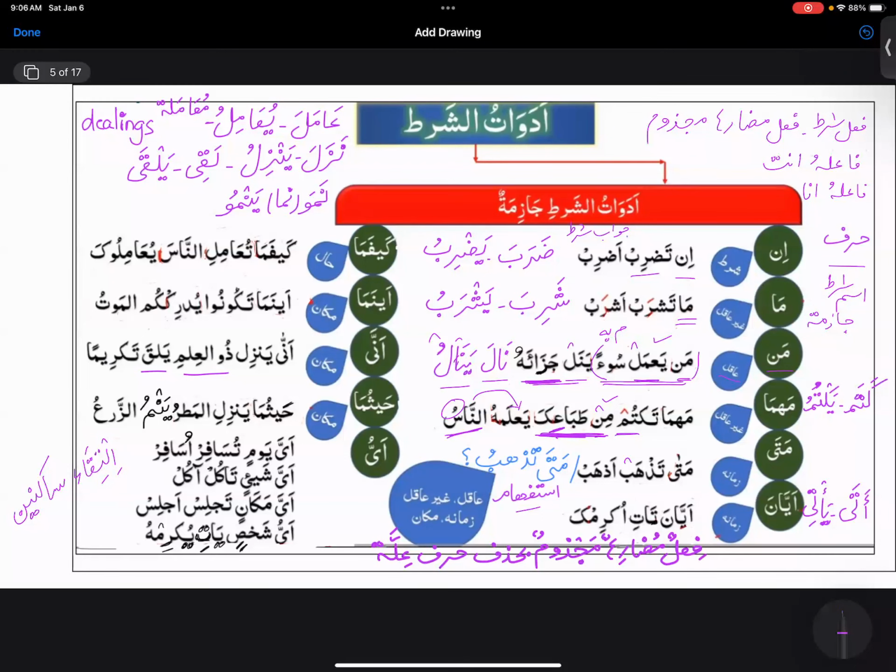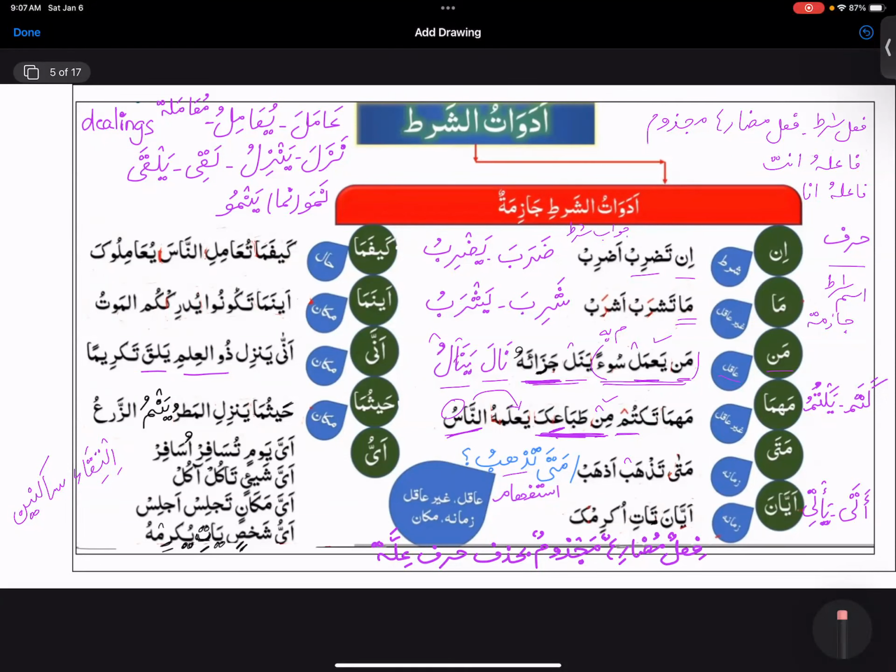But how are we going to figure out whether this is istifham or shart? When it is shart, we will see a fel mudari majzum. But for istifham, no majzum. When it is coming as an istifham, it is going to be a fel mudari in regular form, marfu. Tazhabu is marfu, it's not tazhab, it's tazhabu. So, mata tazhabu, when are you going? Simple question, there will be no majzum. But when it is coming as shartiya, then we will see the fel mudari majzum. Mata tazhab, azhab. Whenever you will go, I will go.